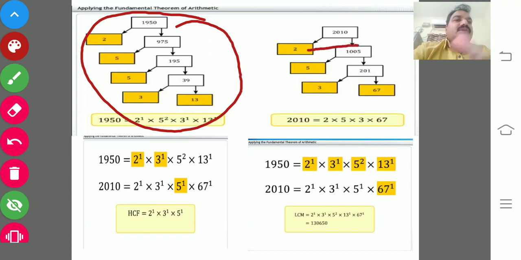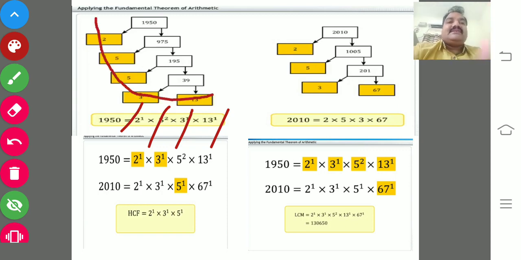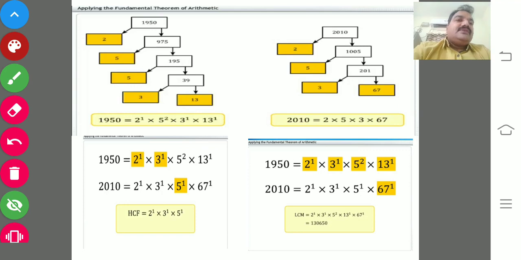2010 is nothing but 2 into 1005, and again 1005 can be represented as a product of 5 into 201, and 201 is a product of 3 into 67. That's it. So observe that here 1950 in power notation is 2 power 1, 5 square, 3 power 1, 13 power 1. I have simply taken the yellow boxes. Here also 2 power 1, and this is 5 power 1, 3 power 1, 67. One time it is repeated.